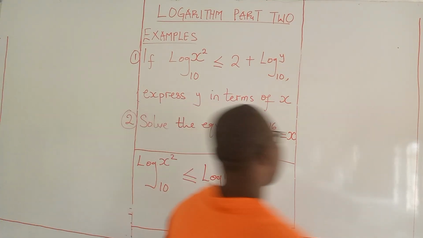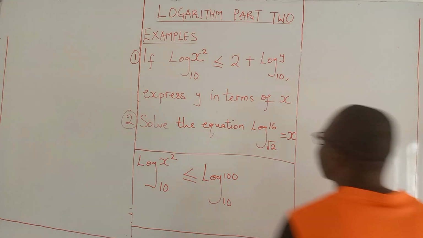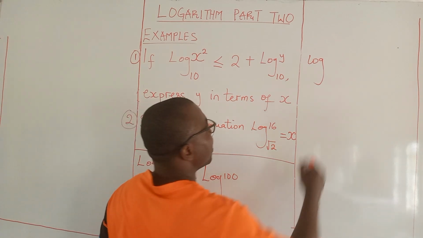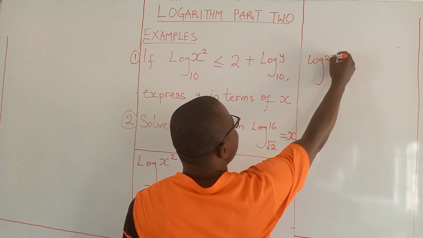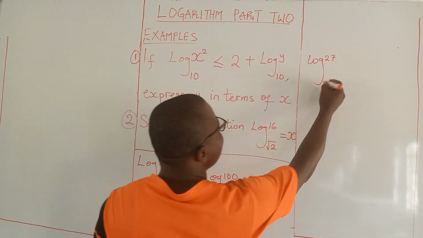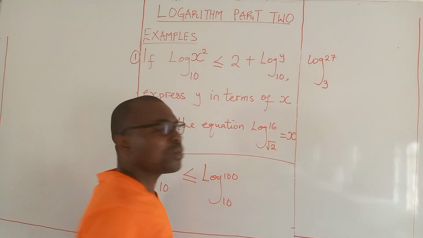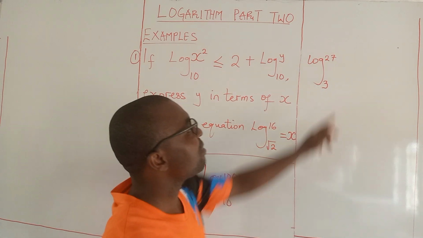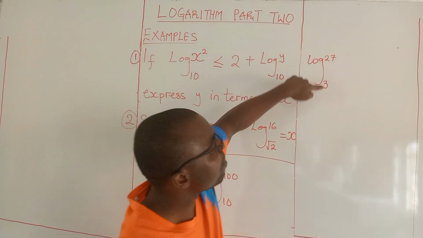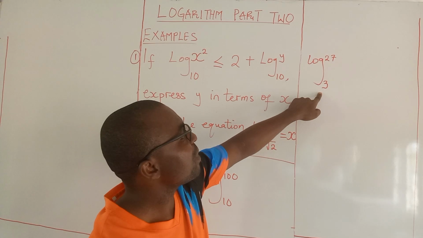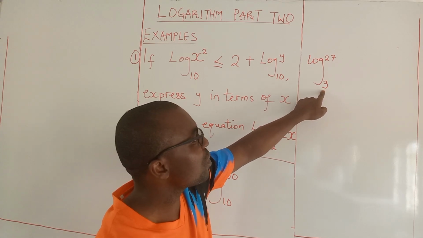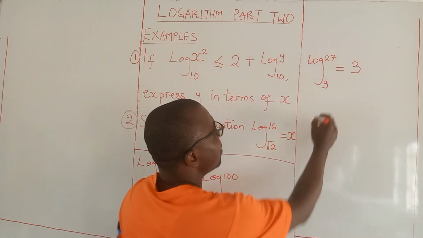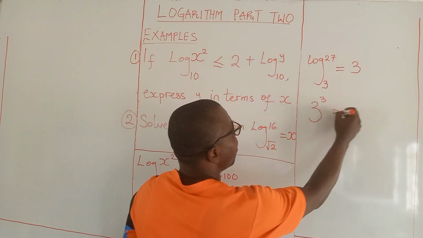If you go through part 1, I explained that the log of a number, let's say log 27, the log of a number to any base, let's say base 3, whatever it will give you as the answer is simply the power to which this base must be raised so as to have this number. So it simply means that this is equal to 3. Reason, 3 raised to power 3 is equal to 27.